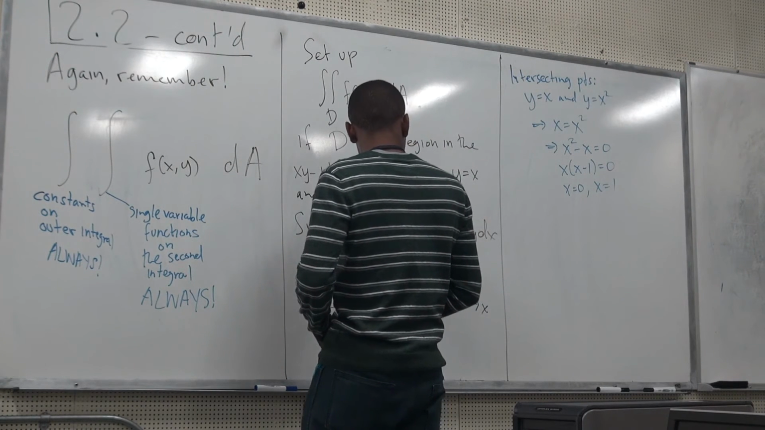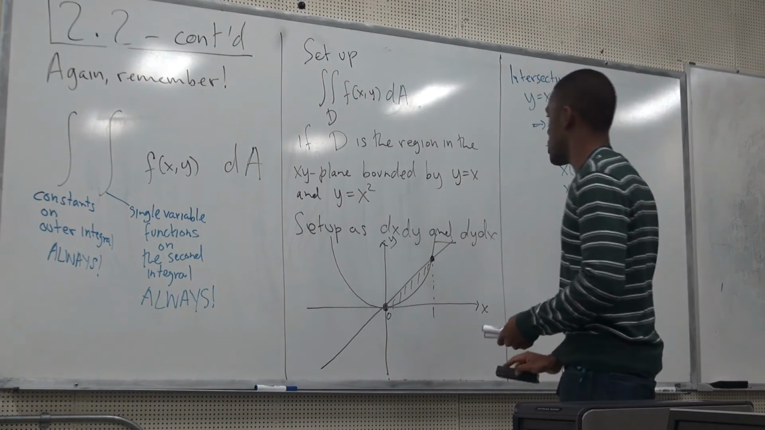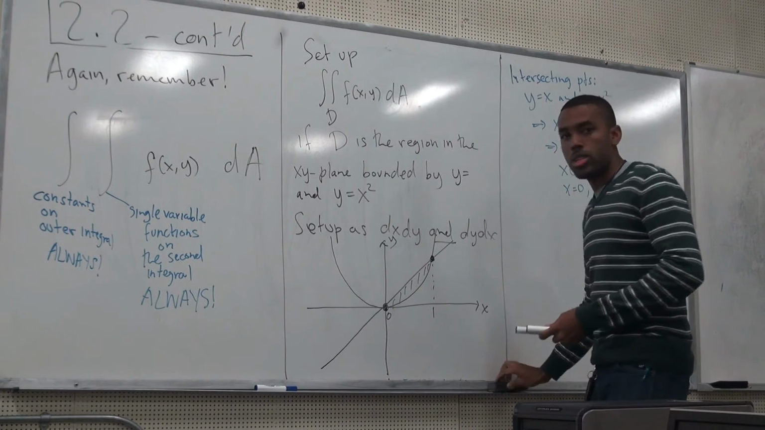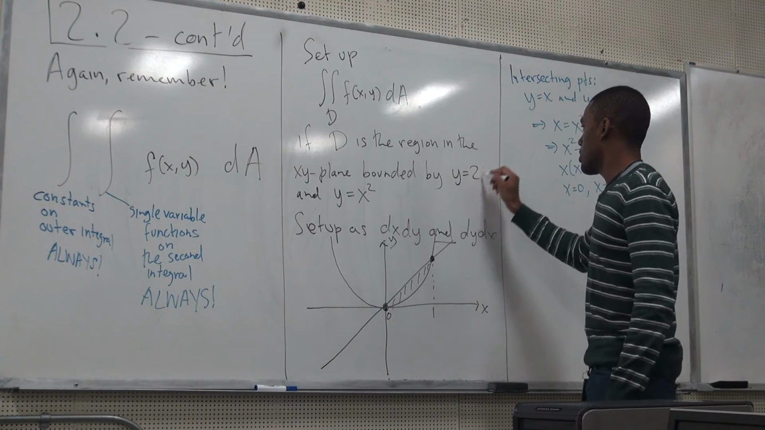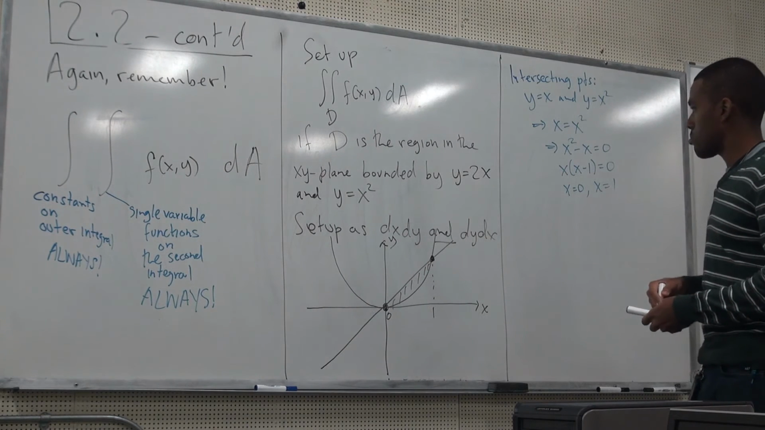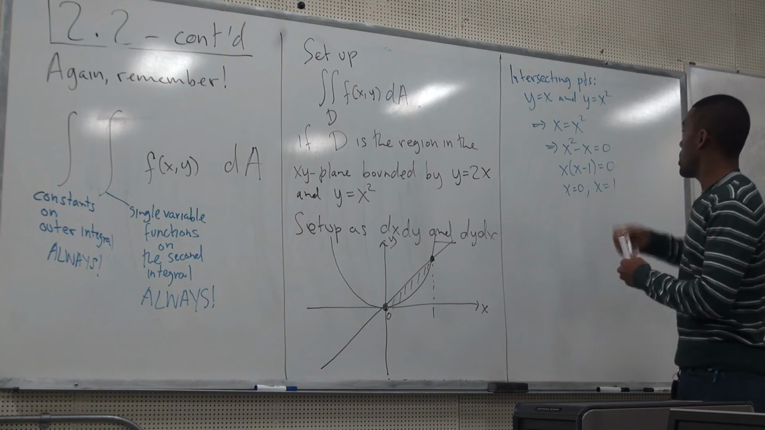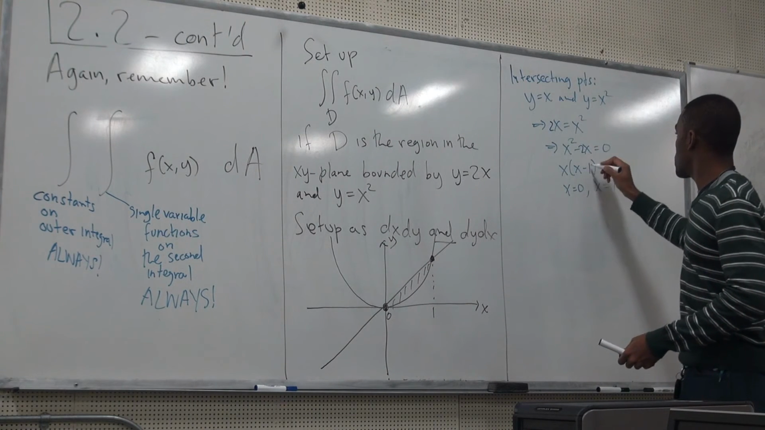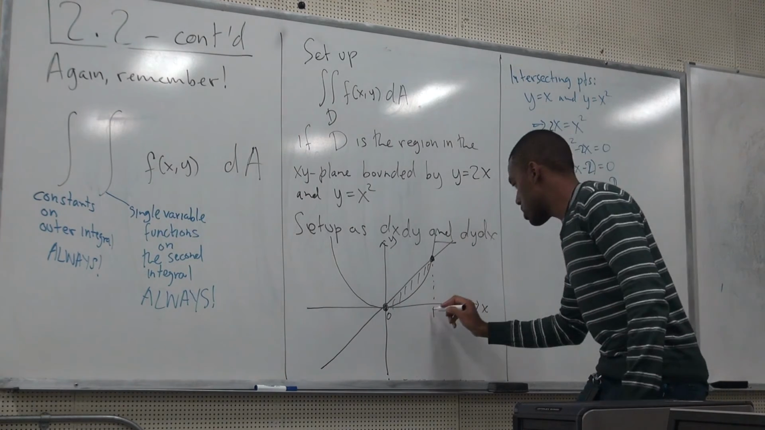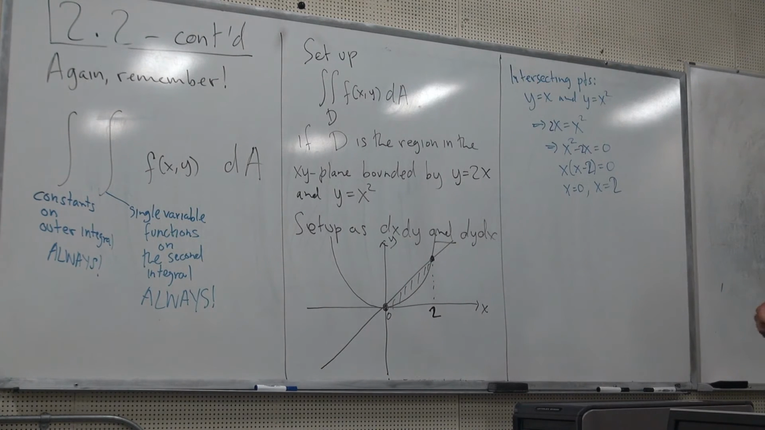I actually want to change this example slightly for emphasis, because I don't want you to think the x and y limits are always the same. Think of this as 2x, right? Where would those intersect? So this would be 2x, 2x, 2, 2. So this would be 2. Okay.